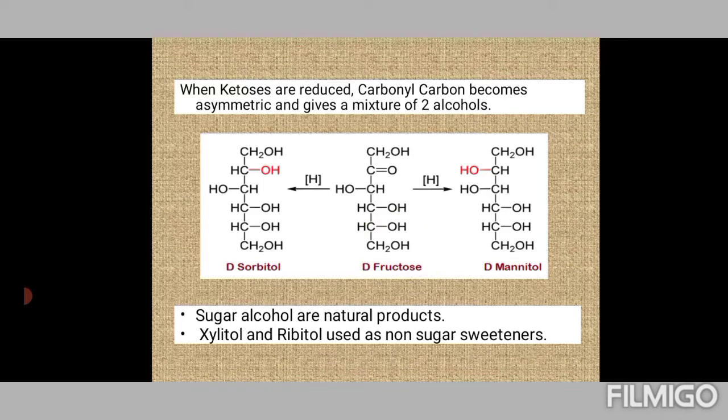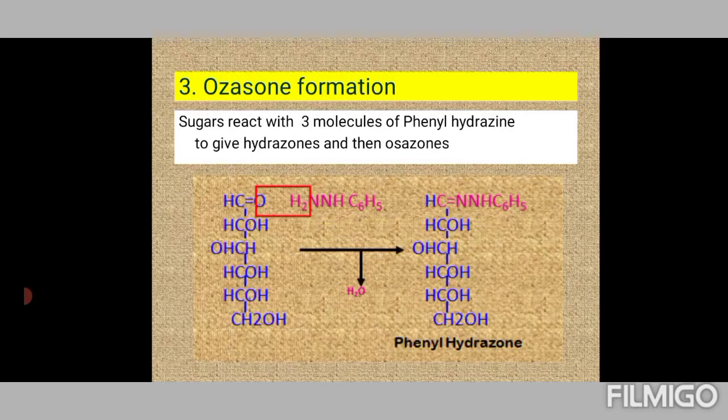Now, sugar alcohols are natural products, and two of the sugar alcohols written here, xylitol and ribitol, are actually used as non-sugar sweeteners also. And we move on to another property of monosaccharides, osazone formation, another reaction exhibited by monosaccharides.